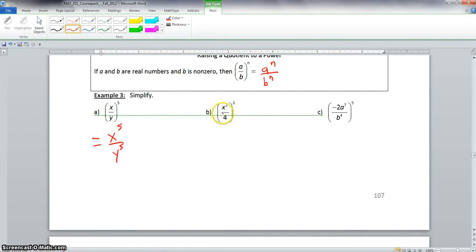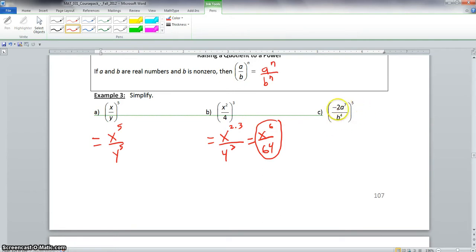Now we come here to b. We have x squared over 4 to the 3rd power. This is equal to x to the 2 times 3 all over 4 to the 3rd. So x to the 2 times 3 is x to the 6 all over 4 to the 3rd, which is 64. And that is your final answer for B.